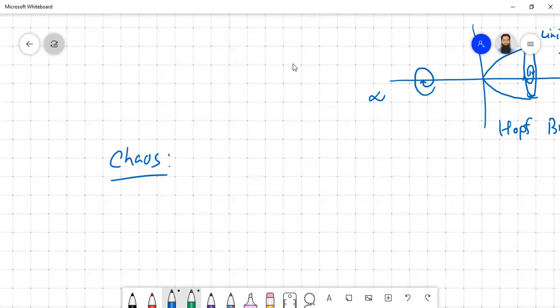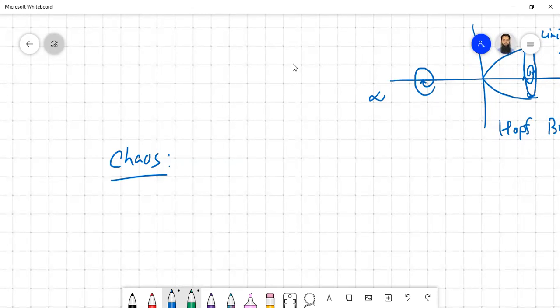In a linear system, small differences in initial conditions cause only a small change in the output. But in the case of a nonlinear system, a small change in the initial condition can give a large change in the output, and that is what is known as chaos. What it actually means is the system output is extremely sensitive to the initial condition.